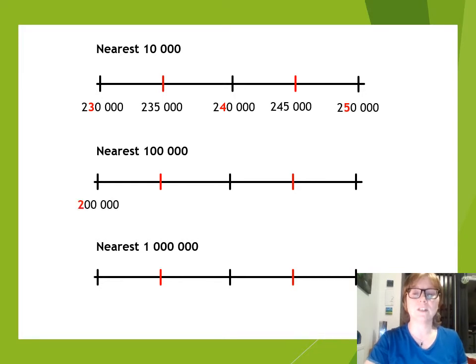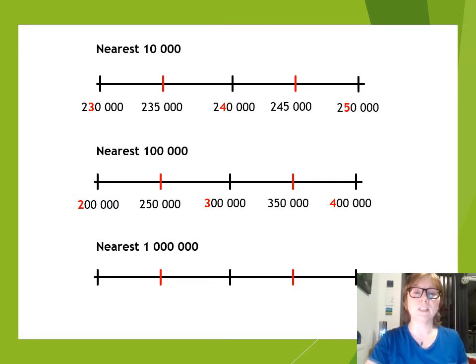And the same with the 100,000s. So we know this number is a multiple of 100,000 because it has 5 zeros at the end. So 200,000, 300,000, 400,000. So the halfway point, half of 100,000 is 50,000. So if we just pop those in, 250,000, and then we have 350,000.